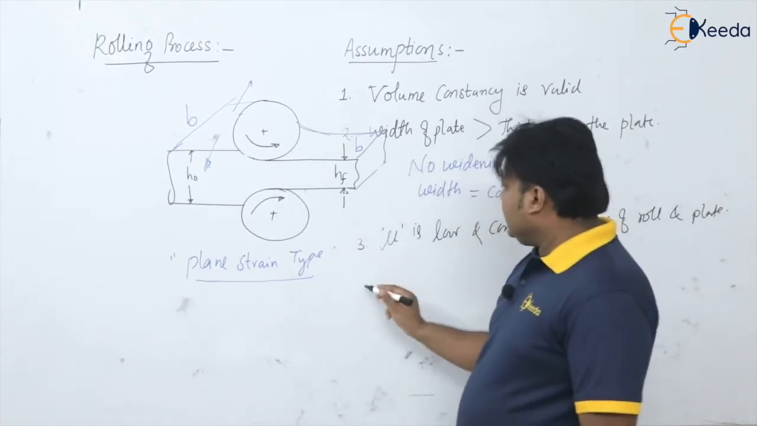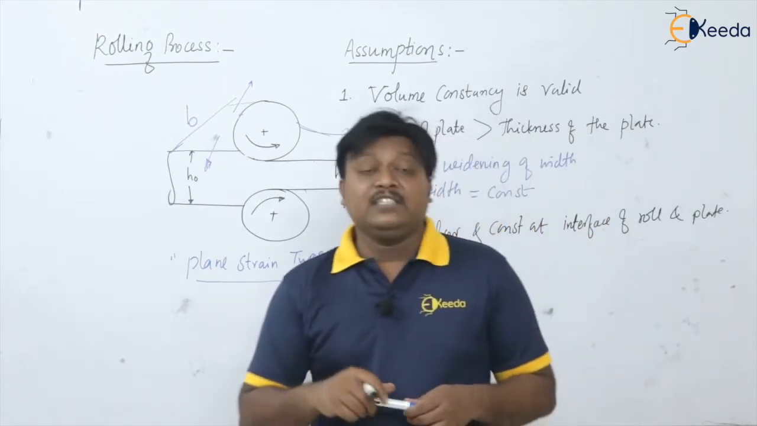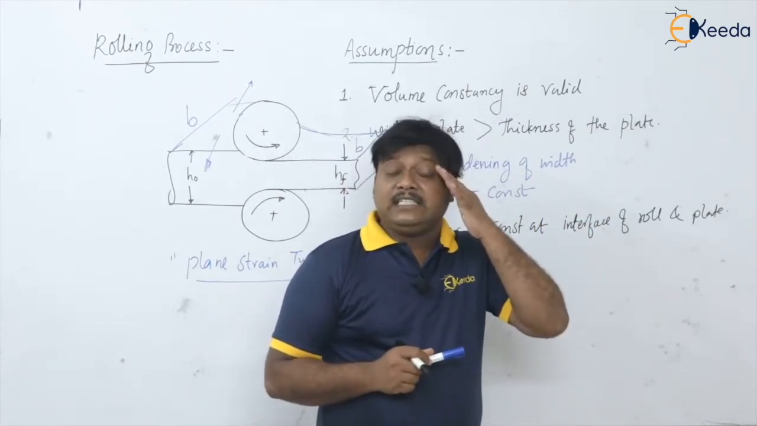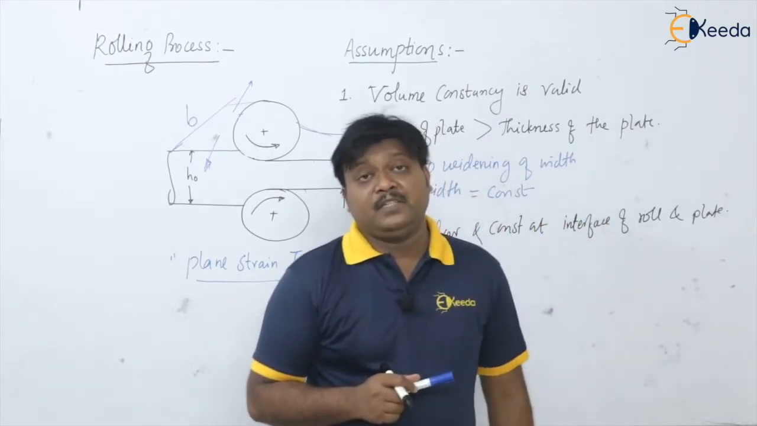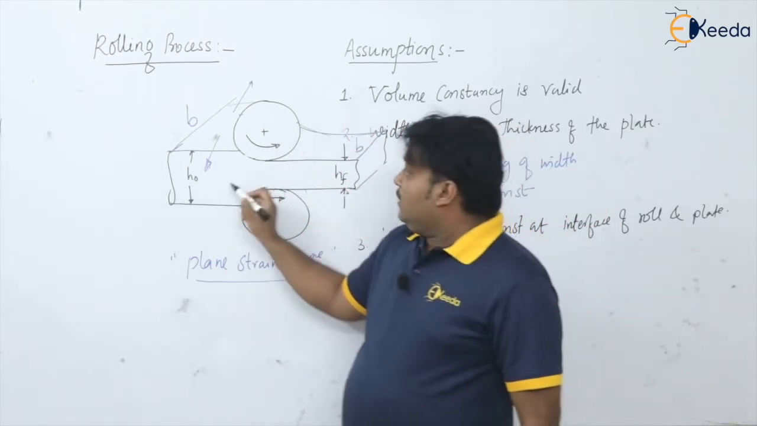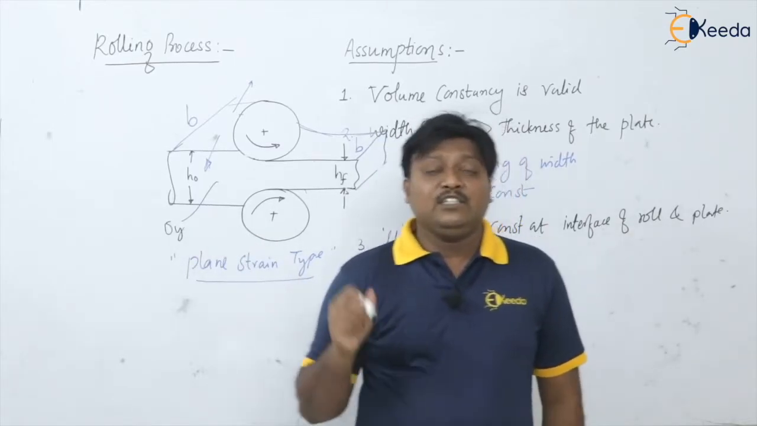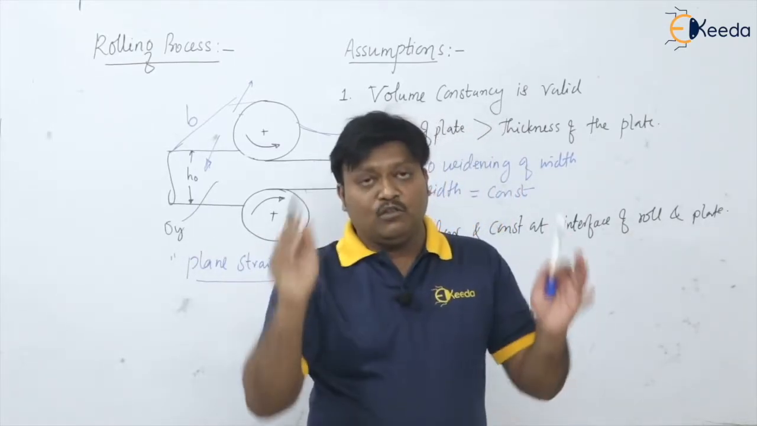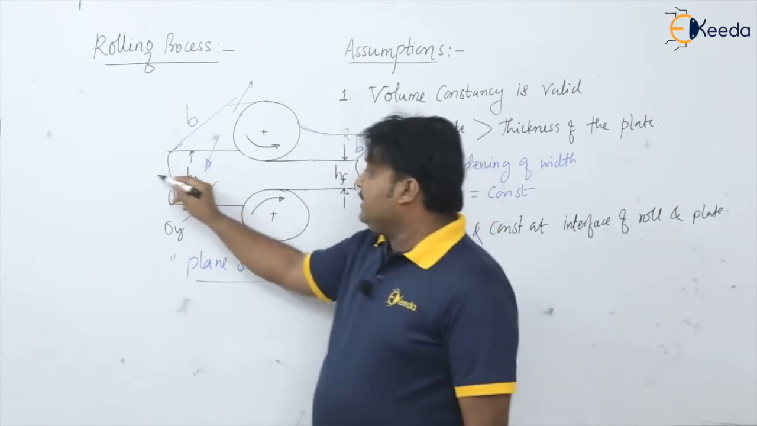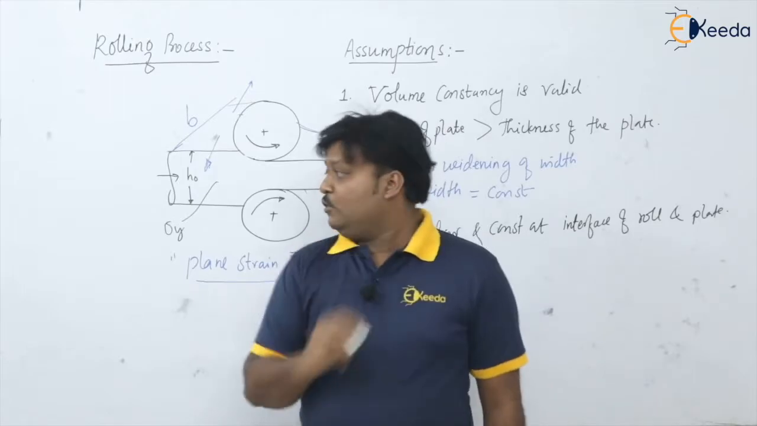And the last assumption we can have here, what does the last assumption say? That is, the yield strength of the material is again going to be constant throughout the process. Say sigma y is the yield strength of the material, that is going to be constant throughout the operation. So beginning mein jitni thi wahi kya hogi, end mein utni hogi.